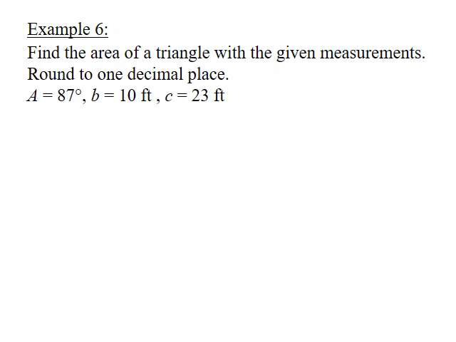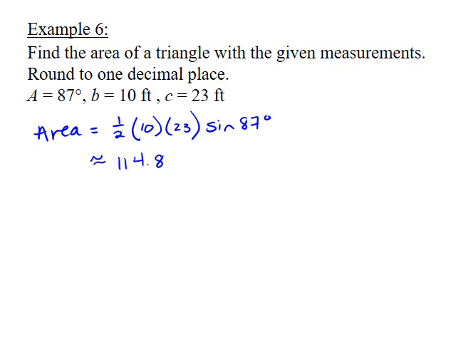So if you want to sketch a picture, you can, but applying the formula, the area is going to be half of the product of the given sides times sine of the given angle. And when you plug this into your calculator, you will get approximately 114.8. Since we are finding the area, the label will be square feet. That's it, nothing crazy here.